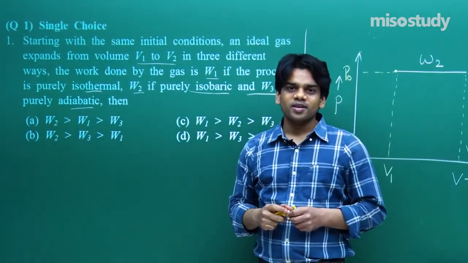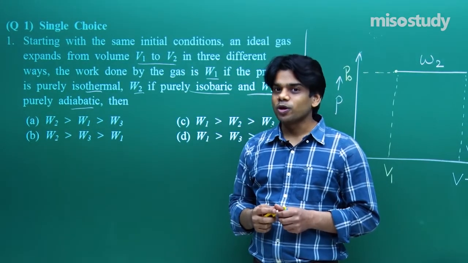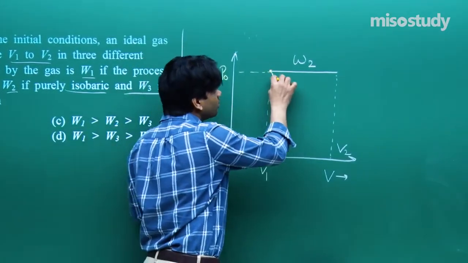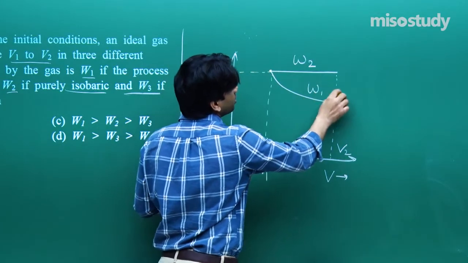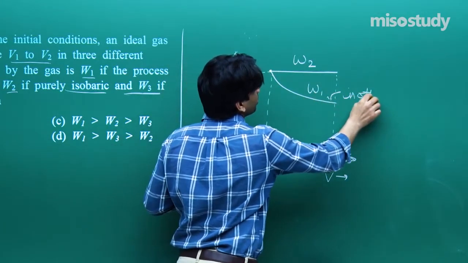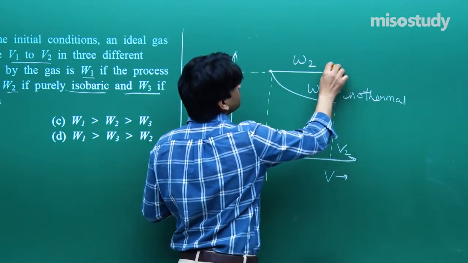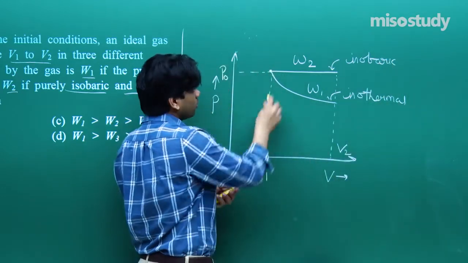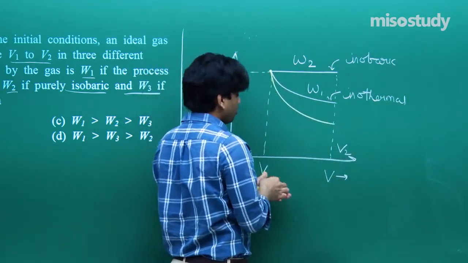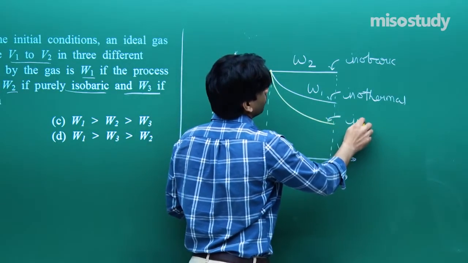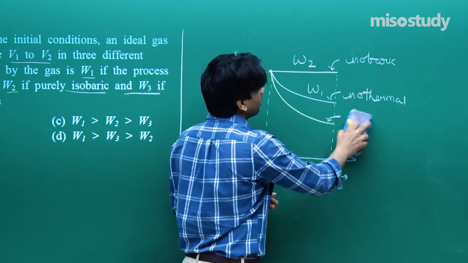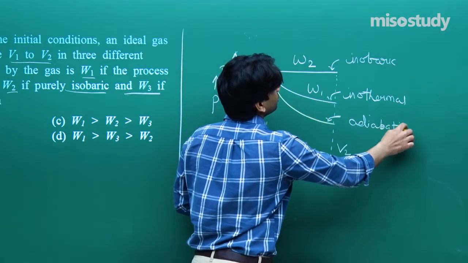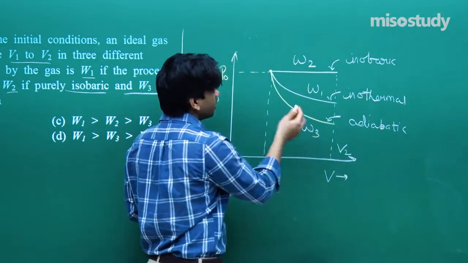In the first case it's purely isothermal, and in the third case W3 is purely adiabatic. In adiabatic, I have told you the slope will be more compared to isothermal. So for isothermal you draw the curve in this way, this will be W1. Here we have the curve for isobaric, and next for the adiabatic process the curve will be somewhat like this. Isobaric we have already done, this is adiabatic. So the work done in the third case is W3, as has been given.